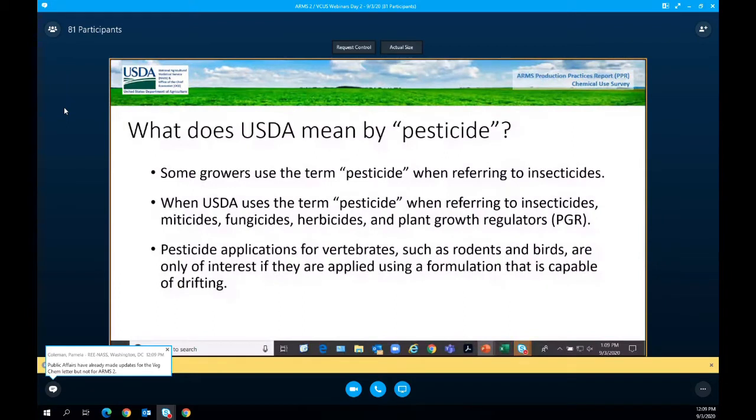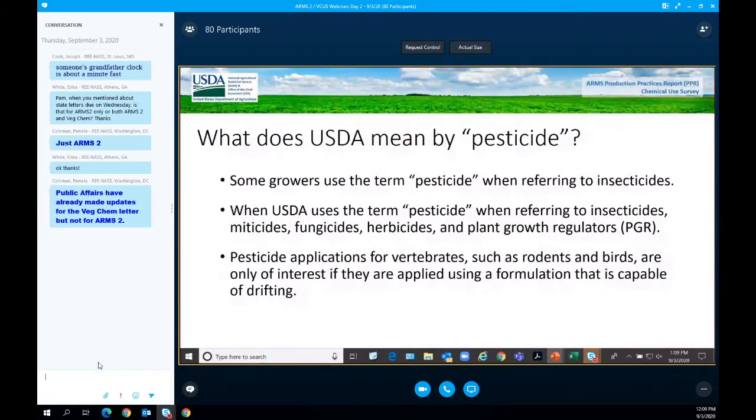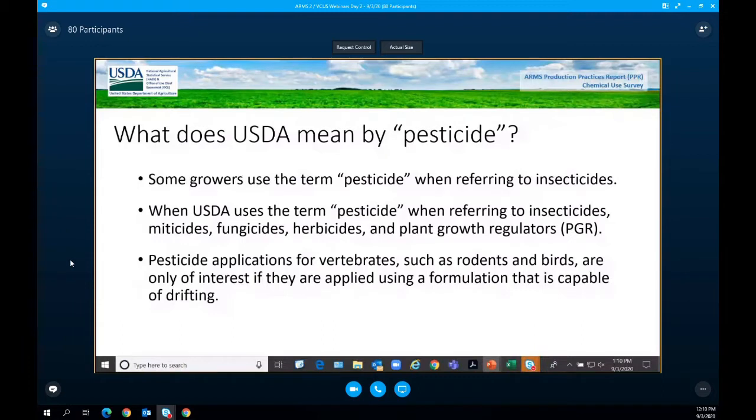Another common area of confusion with pesticide surveys, you may run into this already, is that some growers use the term pesticide just to refer to insecticides, just for bug-killing materials. When EPA uses pesticides and when USDA uses that term, we use the FIFRA definition, which is all-encompassing. A pesticide can refer to insecticides, miticides, fungicides, herbicides, nematicides, and plant growth regulators, also bactericides. So when we use that terminology, you may have to reiterate this a couple times over the course of the survey, because growers will revert to this.